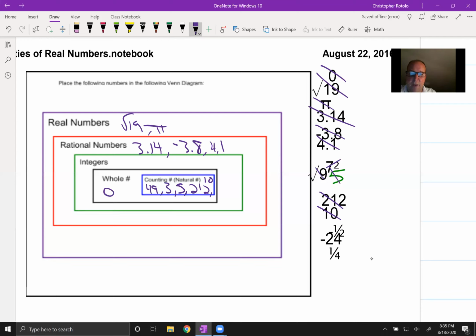Negative 1/2. All right. Negative. So you're thinking integer, but remember it's not because it's a fraction. So negative 1/2, we'll drive that into our rational numbers. Negative 24. Thank goodness we finally got one of them. Negative 24 is an integer, and then 1/4. Excuse me, it's a fraction, so it automatically becomes a rational number.